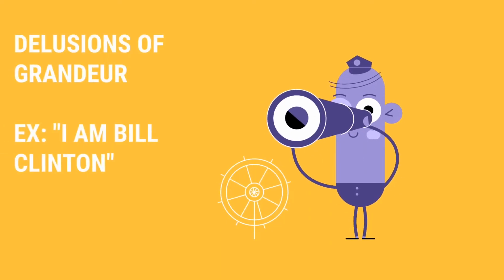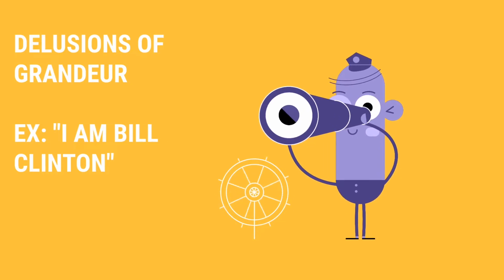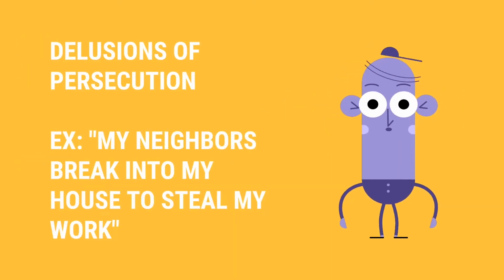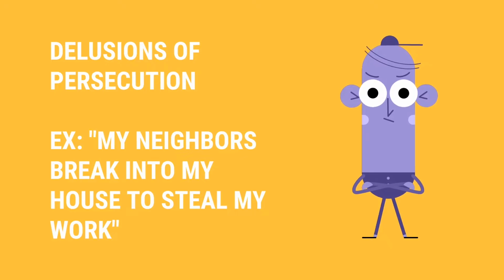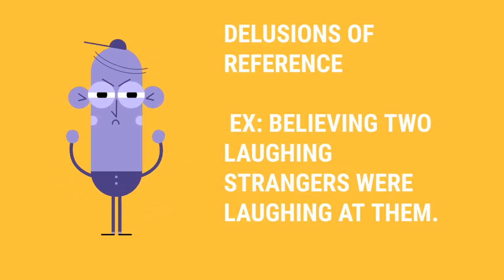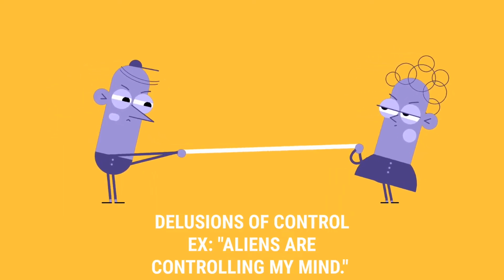There are multiple types of delusions. Delusions of grandeur occur when someone believes that they are someone else, like a supernatural figure or a celebrity. Delusions of persecution are when they believe that other people are turning against them. Delusions of reference are when they believe that insignificant remarks are actually intended for them. And delusions of control are when they believe that someone else is controlling their actions.